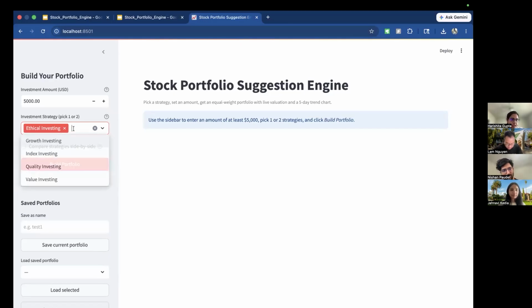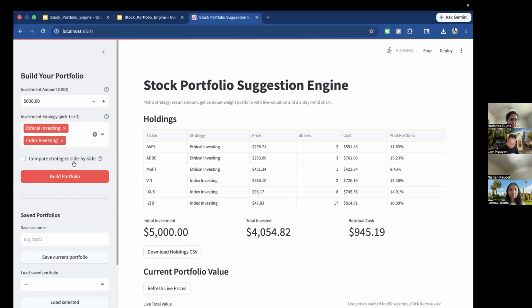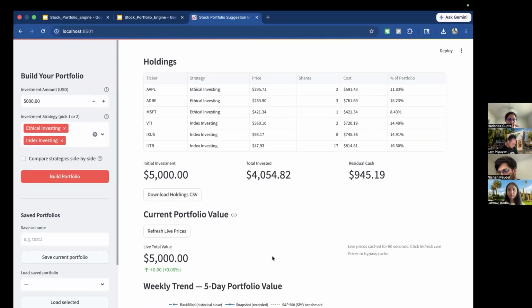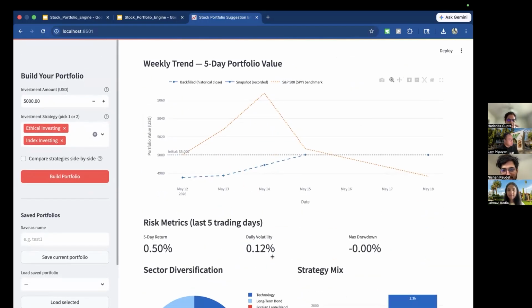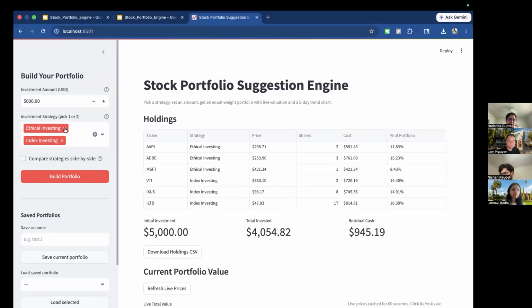So when you select 2 strategies and click on build portfolio, you will come down and scroll down on the right side. Yeah, it will also show the strategy mix of both the strategies over here in the left chart. You can see that.